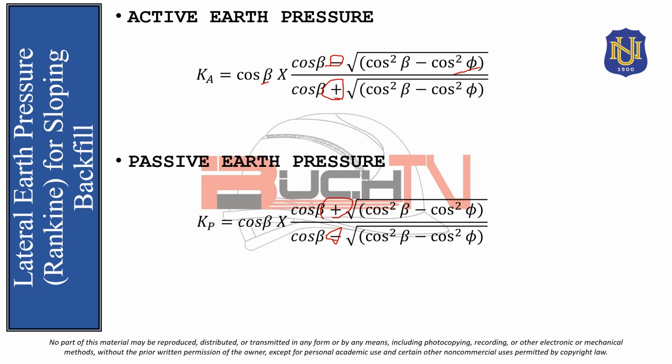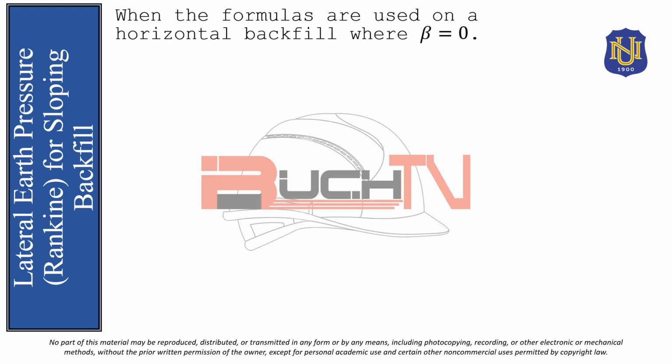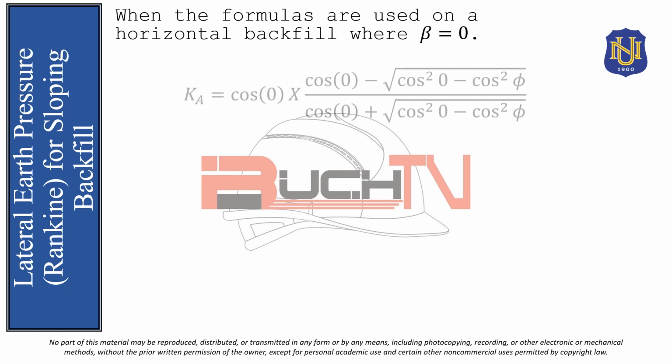So, if we're going to solve a horizontal backfill using the equations for a sloping backfill, we can produce the original equation. So, ipapakita natin yon dito sa next slide. So, if we're going to use the formulas nung sloping backfill para sa horizontal backfill, we will set the beta or the inclination of the backfill equivalent to 0. Substituting beta is equal to 0.